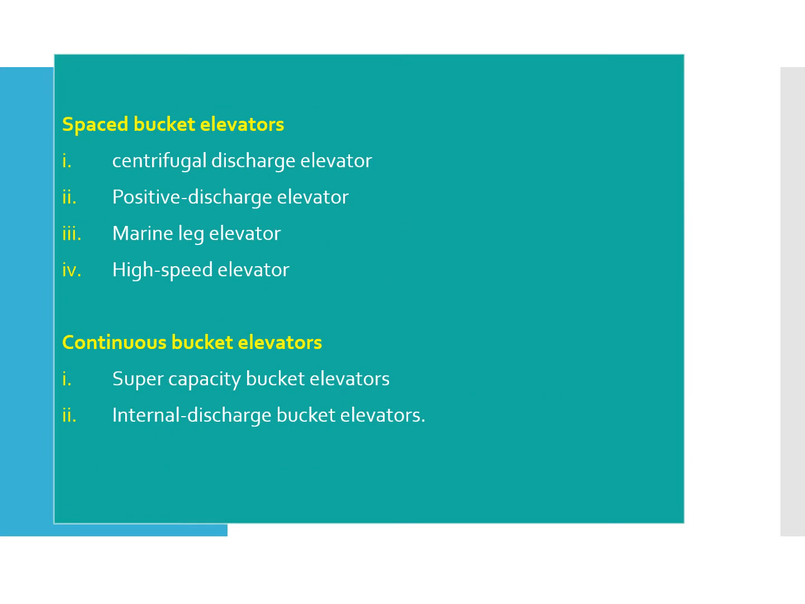The spaced bucket elevators are further classified as centrifugal discharge elevator. This centrifugal discharge elevator is used for elevating the grains. Then the second one is positive discharge elevator, then marine leg elevator and high speed elevator. The continuous bucket elevators are also classified into 2 categories. Firstly, super capacity bucket elevator, and the second one is internal discharge bucket elevators.